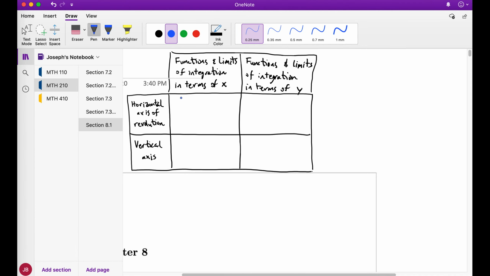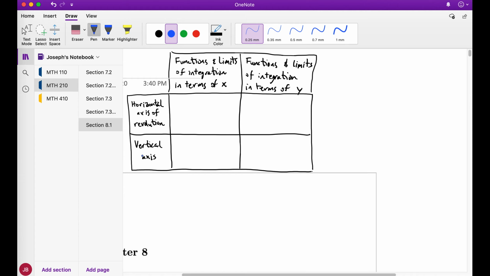Today we're going to get into section 8.1. However, before we do that, I just want to put a pin in something from chapter 7. It's something I found helpful to organize my thoughts when deciding which method to use to find the volume of a solid of revolution.